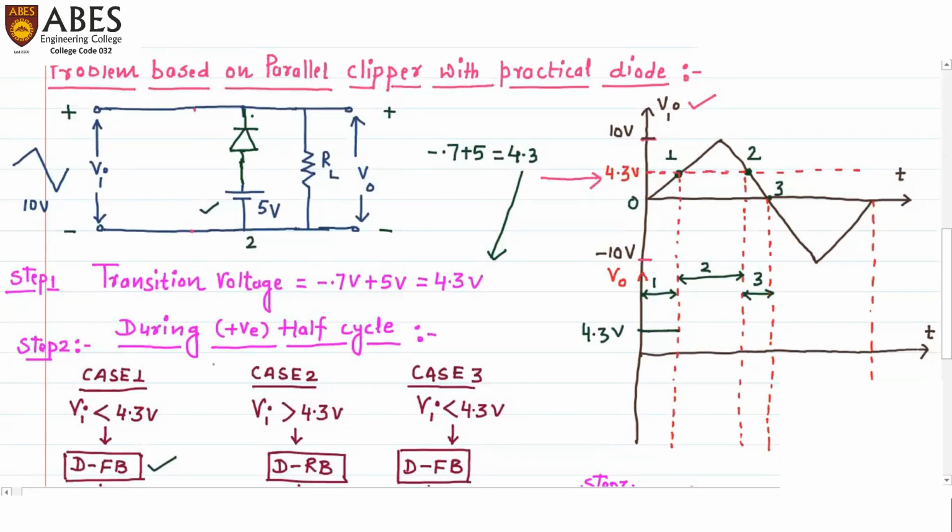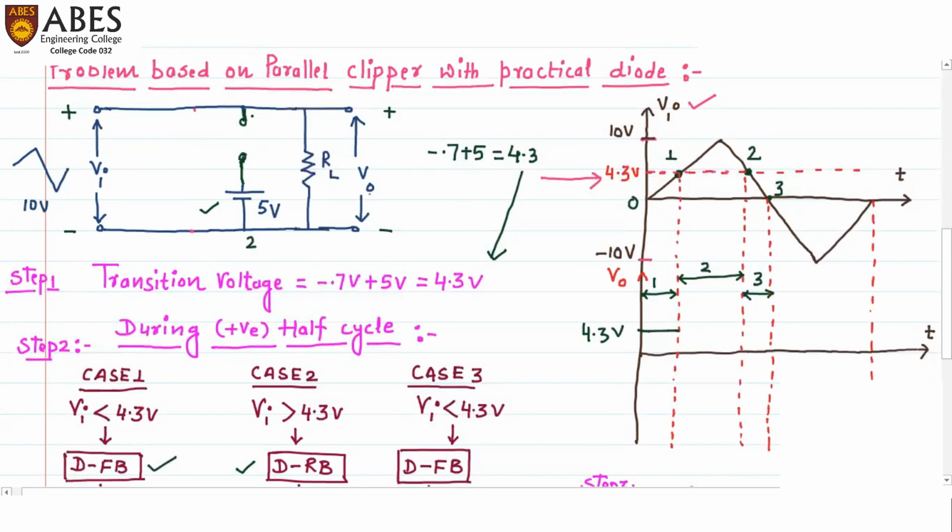So case number 2, Vi is greater than the battery voltage or transition voltage. Here the positive terminal of the battery input voltage is connected to the negative terminal of the diode. Therefore, the diode will be reverse biased. And the same I have written in case number 2. And if the diode is reverse biased, it will behave like an open circuit.